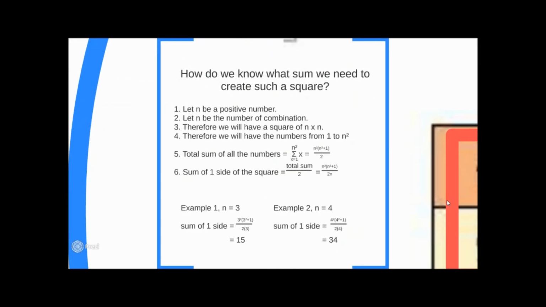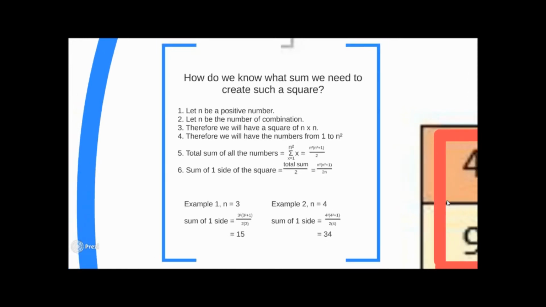First, let n be a positive number that is greater than or equal to 3. Let n be the number of combinations. Therefore, we will have n times n numbers. Therefore, we will have the sum of 1 to n squared numbers. The total will get us a formula of n squared times (n squared plus 1) over 2. That way, if we divide by the number of sides, which is n, we will get the sum of each side. So for example, if we have n equals 4, the sum of one side will be 4 squared times (4 squared plus 1) over 2 times 4 squared. That's where we get 34.